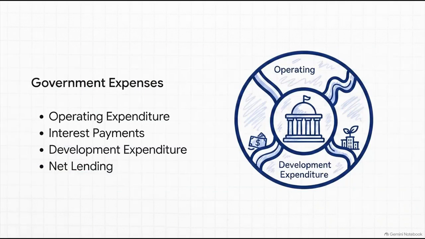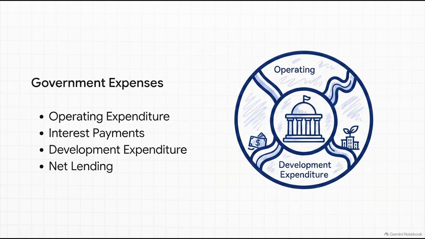On the flip side, what does the government actually do with all that fuel? Well, they burn through it via expenses, which break down into a few main categories. You've got operating or revenue expenditure, which covers day-to-day stuff like public salaries and subsidies. Then you have interest payments on both domestic and foreign debt. And finally, development expenditure, which is spending on things like building roads and bridges or net lending.